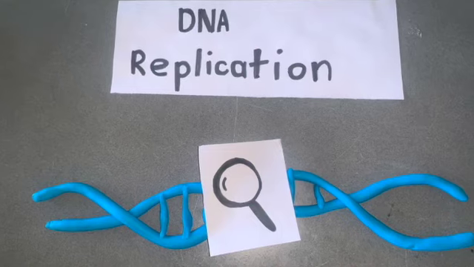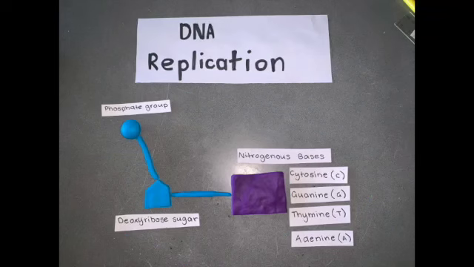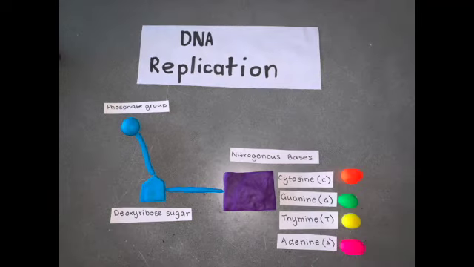There are three components of a nucleotide: a deoxyribose sugar, a phosphate group which links neighbouring sugars, forming the backbone of DNA, and four different nitrogenous bases. These include adenine, thymine, guanine, and cytosine.